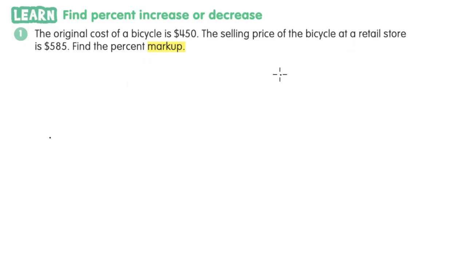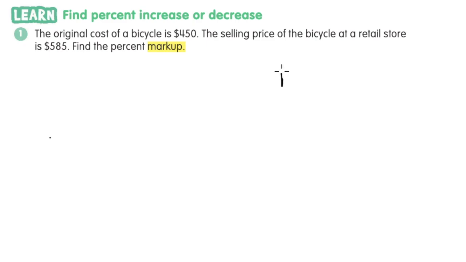In our first problem here, it says the original cost of a bicycle was $450 and the selling price of the bicycle at a rental store is $585. We want to find the percent markup, and in this case, a markup would mean that it's going to be an increase in percent. There's a formula that we're going to use to find percent increase or decrease.